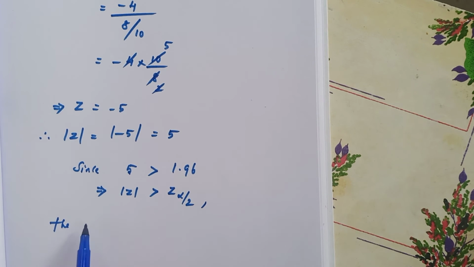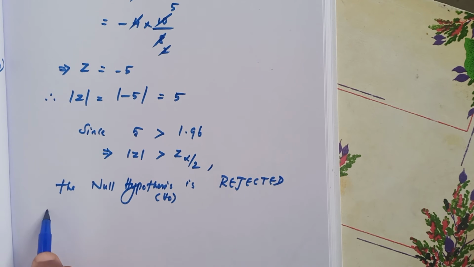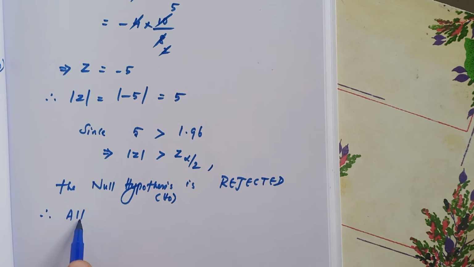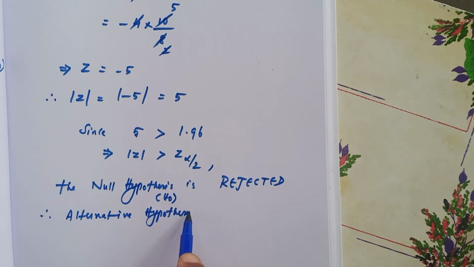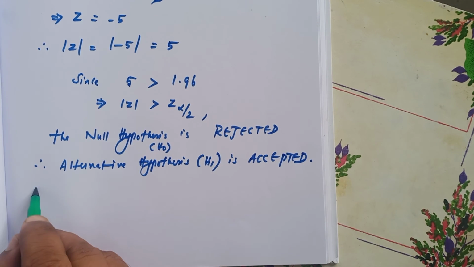The null hypothesis is rejected. Therefore, null hypothesis H naught is rejected. Therefore, which one is accepted? Alternative hypothesis is accepted. Therefore, the alternative hypothesis, represented by H1, is accepted. Finally, you have to write the inference.